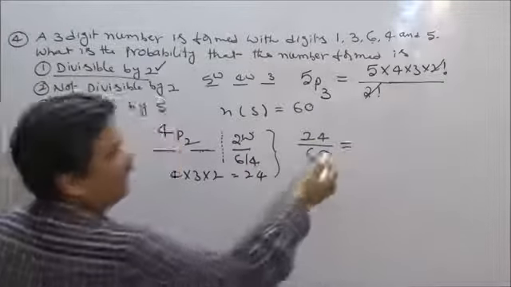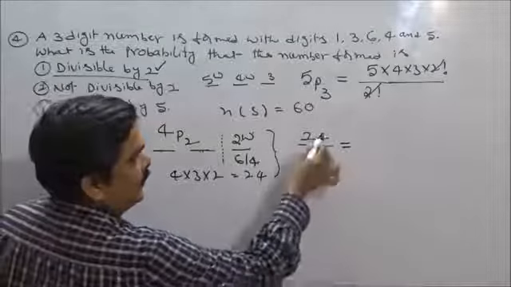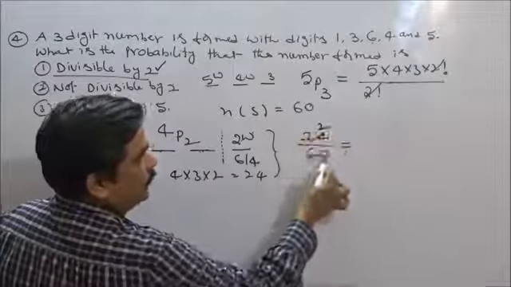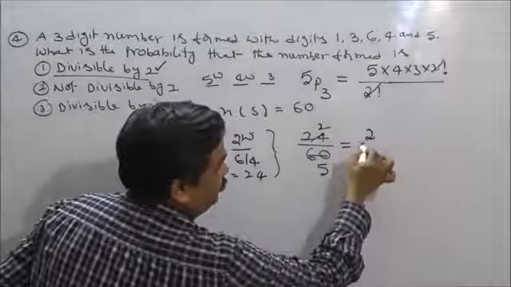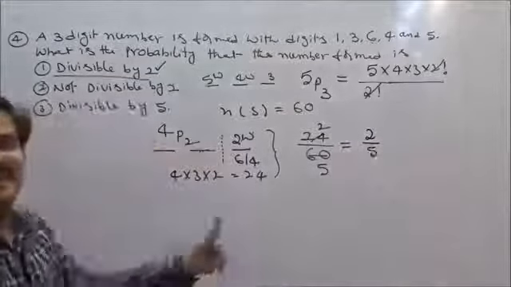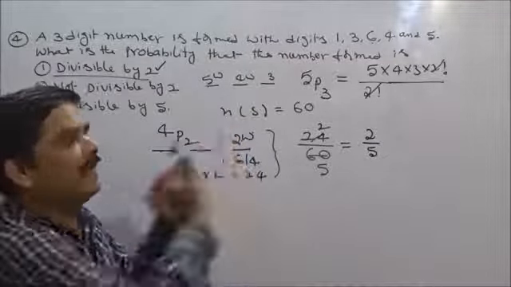Just simplify this. It should be 12 2s, 12 5s. What is the probability? 2 by 5. Got the clarity? Right? As simple as this.